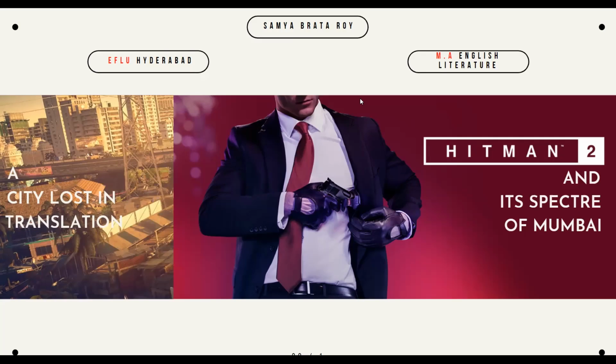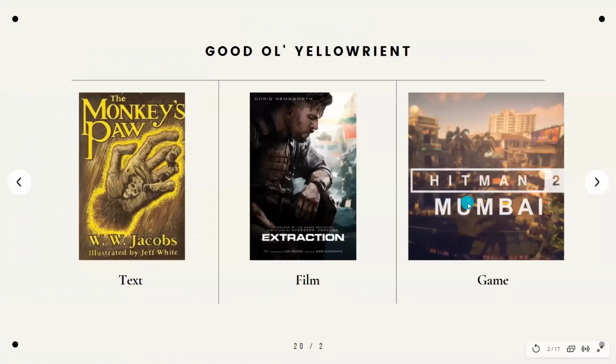So as you can see, the paper is Hitman 2 and its Spectre of Mumbai, a city lost in translation. I will elaborate on the topic and talk about it in detail as we move on. So, all right, let's go. Okay, so first things first, I'll be starting by talking about the good old Yellow Orient. Please excuse my inability to let go of bad puns.